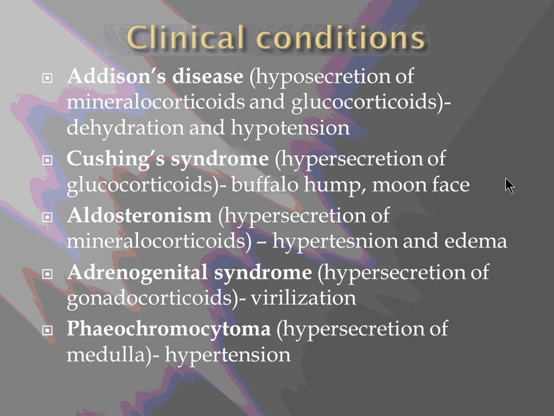Let's look at some clinical conditions. The first one: when there is hyposecretion of the adrenal cortex, especially involving the zona glomerulosa and fasciculata, mineralocorticoids and glucocorticoids are not being secreted. So here the person is terribly dehydrated because sodium cannot be reabsorbed by the body, so water also can't be reabsorbed. They tend to push sodium and water out of the body and go into dehydration.